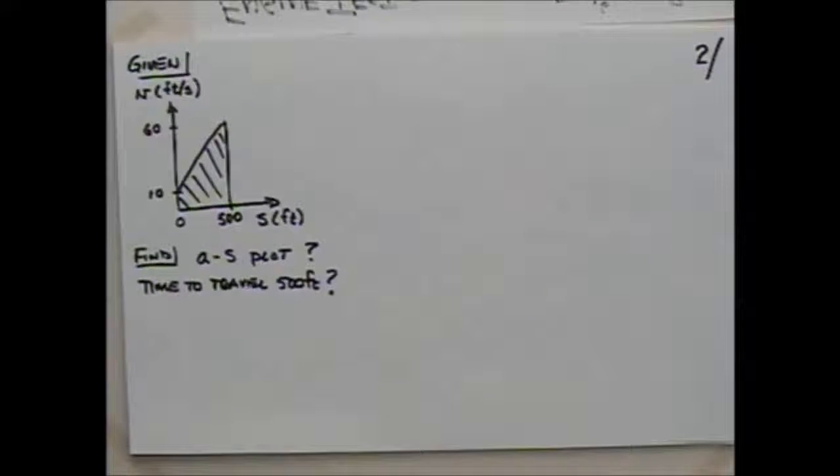Presumably it's not going to be constant. I don't think it will be constant, but if it is constant, we could have used those easier equations. But it probably won't be, so it's probably smart not to use them. And we'd also like to find the time to travel that 500 feet. So let's get started with this.